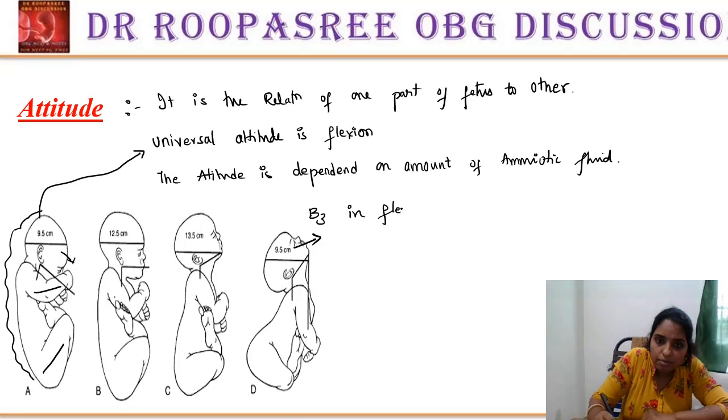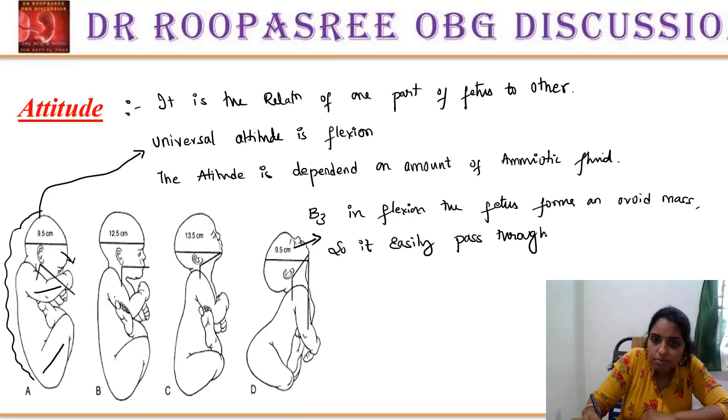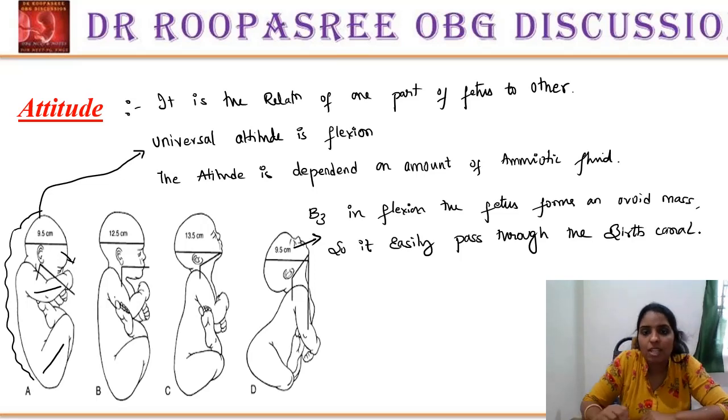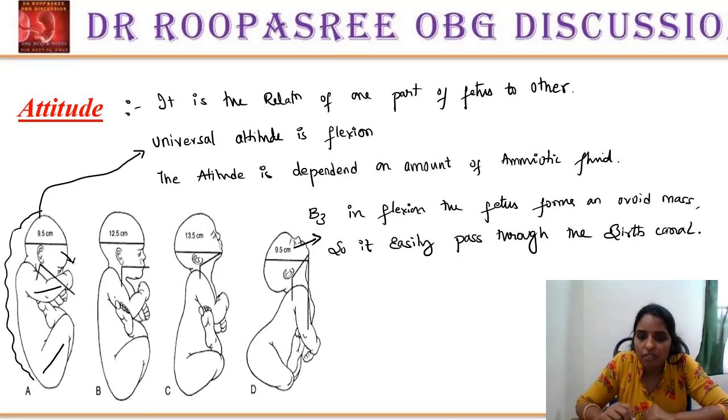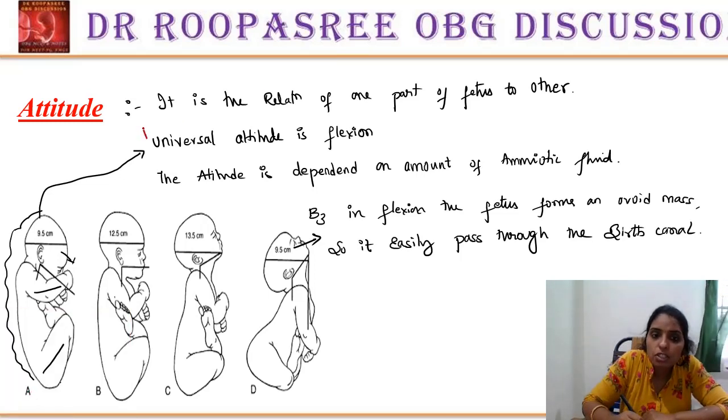because in flexion, the fetus forms an ovoid mass. So it easily passes through the birth canal. Okay, so for easy passage, flexion is important. And these important questions, they'll be asking: universal attitude. What is this universal attitude? It is flexion. Definition they'll be asking.